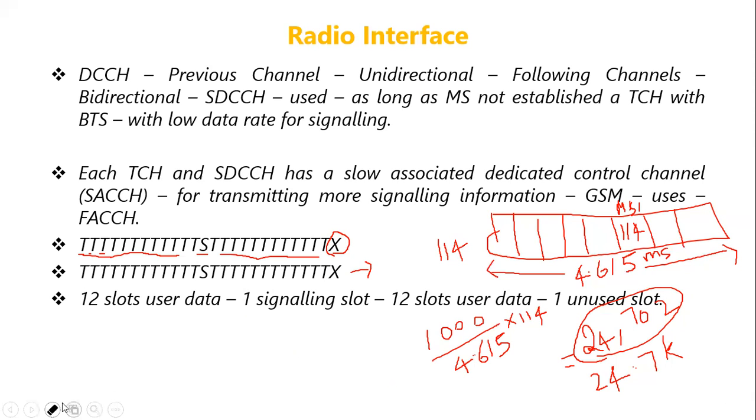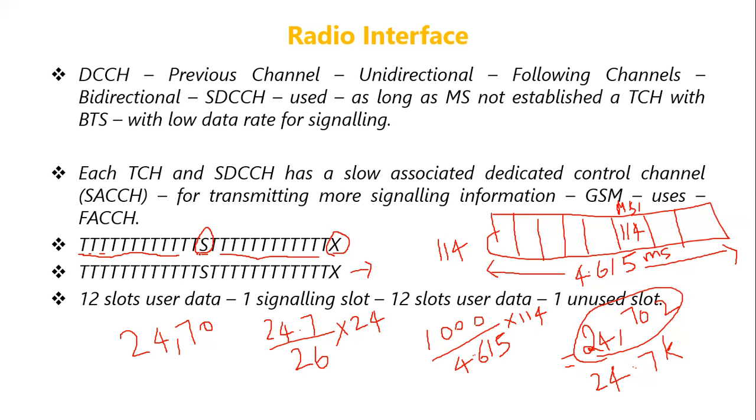See, this is your data rate: 24,702 bits per second, or you can just say 24.7 kilobits per second for 26 slots. So what will be the case for 24 slots? Because we are not using two slots. Two slots are not used by TCH, the traffic channel.